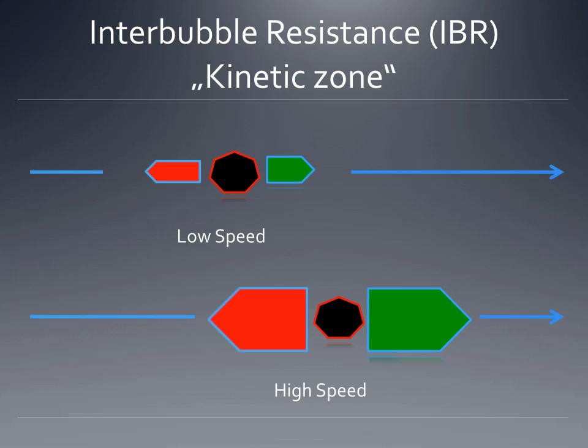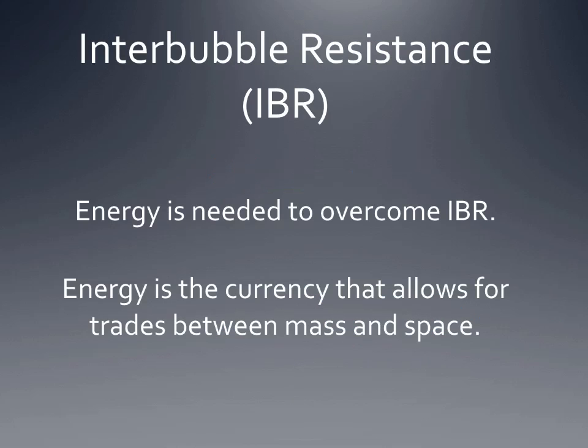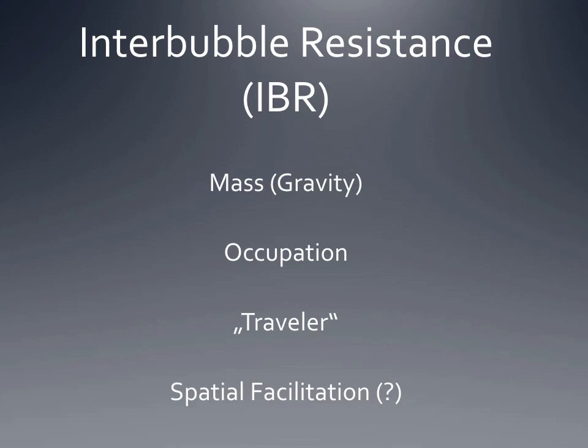When the comet flies at a low speed, the zone is small. When it wants to speed up, the zone needs to be increased. To increase the zone means to put in energy. Energy in my little universe is a currency that allows for trades between matter and space. So the interbubble resistance is not only dependent on mass and gravity and occupation, but also on the nature of a traveler, possibly spatial facilitation.